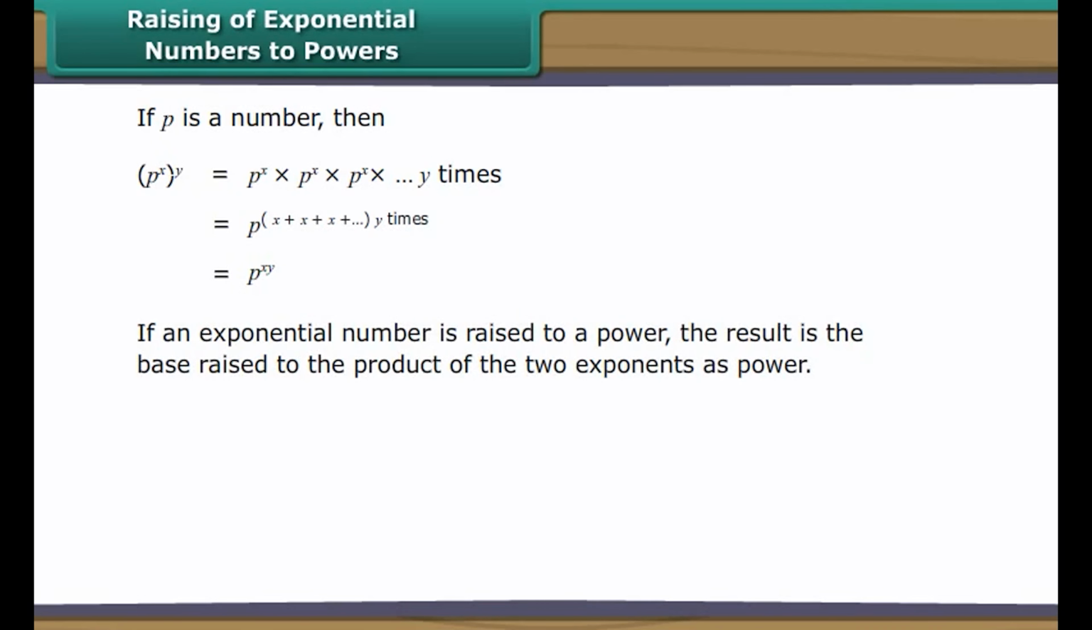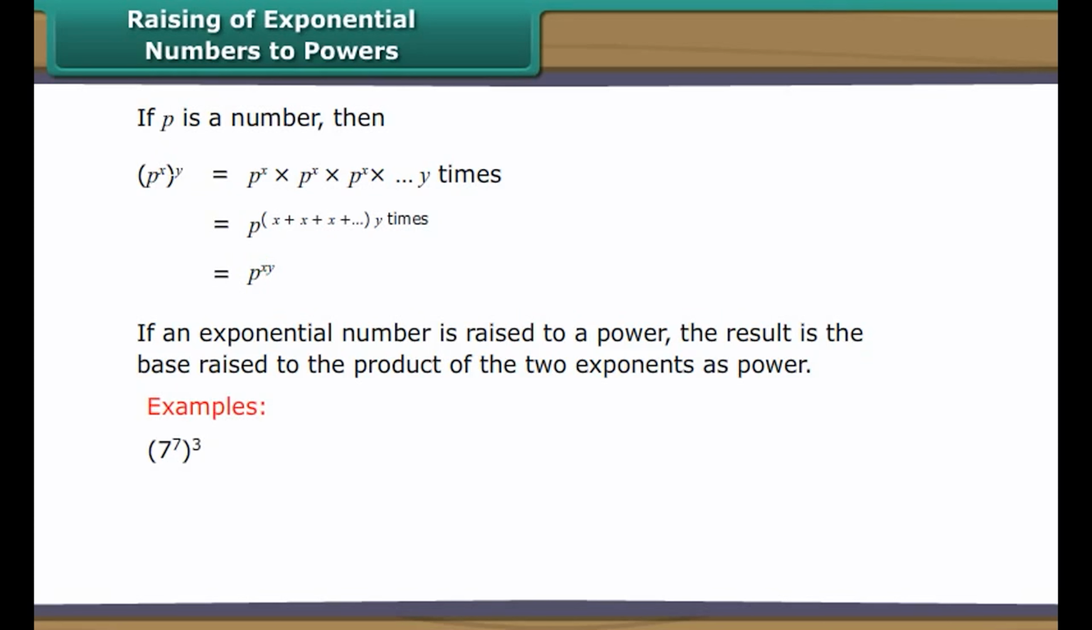Raising of exponential numbers to powers. If p is a number, then p raised to the power x whole raised to the power y is equal to p raised to the power x into p raised to the power x into p raised to the power x and so on till y times, which is equal to p raised to the power x plus x plus x plus so on till y times, which equals p raised to the power xy. If an exponential number is raised to a power, the result is the base raised to the product of the two exponents as power. Let us look at some examples.